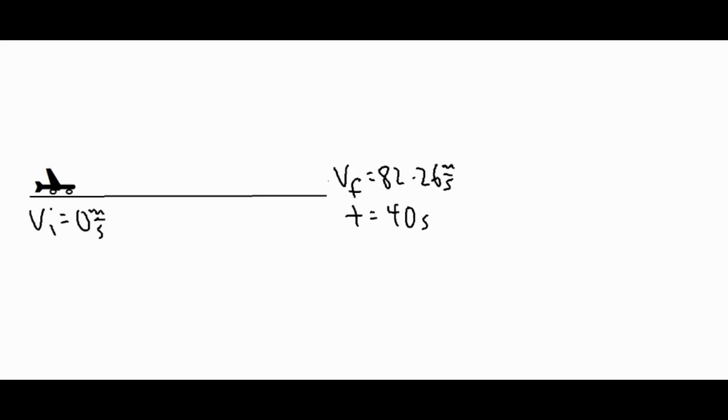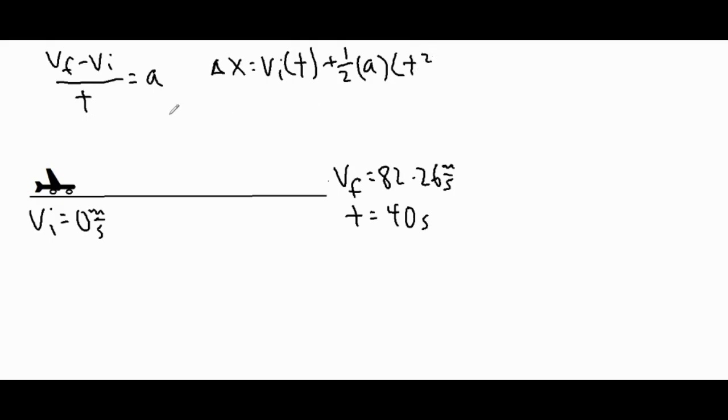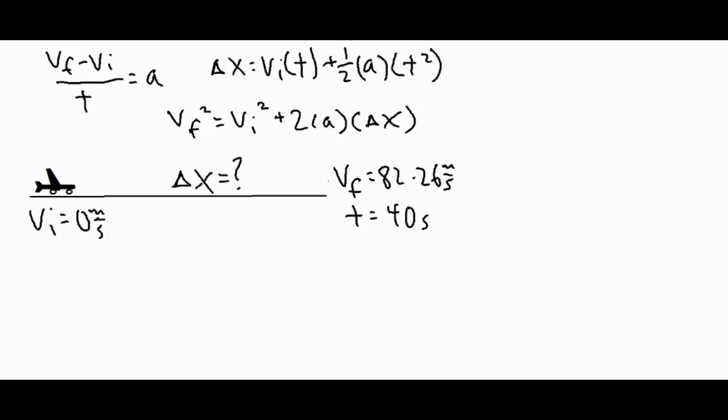Now we have a few different formulas we can use. We're going to take a look at all of our accelerated motion kinematic formulas, which are going to include these. Now with those three formulas, we are going to want to solve for the delta x. That's going to be our minimum runway length needed to have our plane take off at 82.26 meters per second.